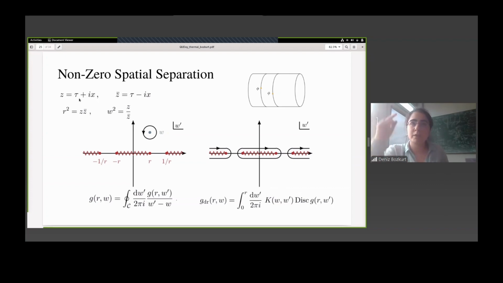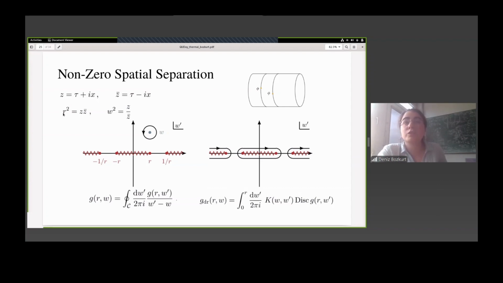I was always talking about the tau direction, which is the complex tau direction, which is the compact direction, and then the spatial direction was x, right? So I need to change coordinates a bit. First of all, using these 2 coordinates, we can define z and z bar, and then from z and z bar, we can also pass to r and omega, which is the useful way to think here, let's say.